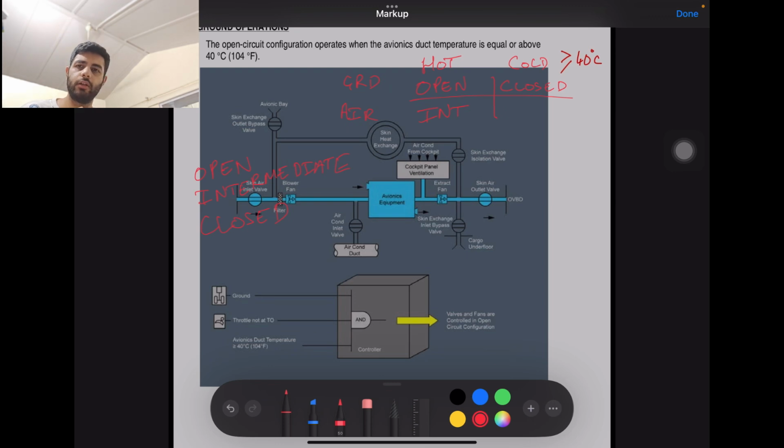In intermediate config, there is a small flap. There's an outlet, and the door for the outlet for the avionics ventilation has a smaller door in it, and that smaller door is used to ventilate. So it's technically not open, it's in between open and closed. We'll come to that later. And finally, if it's too cold, again you'll remain in closed config.